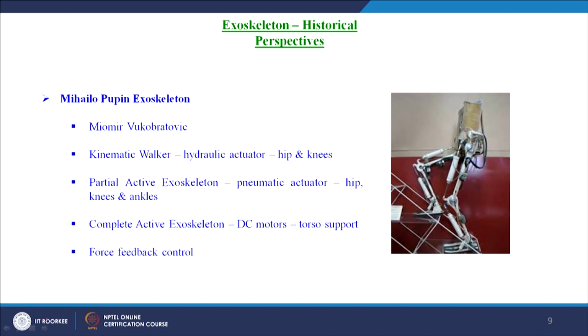The Mihailo-Pupin exoskeleton has been developed by Miomir Vukobratovic. I repeat, it has been developed by Miomir Vukobratovic, and it basically started as a kinematic walker with hydraulic actuators in order to actuate both the hip and knees. Later on, it was developed as a partially active exoskeleton with pneumatic actuators, so that all 3 joints of the legs, that is the hip, knees and ankles, are actuated.